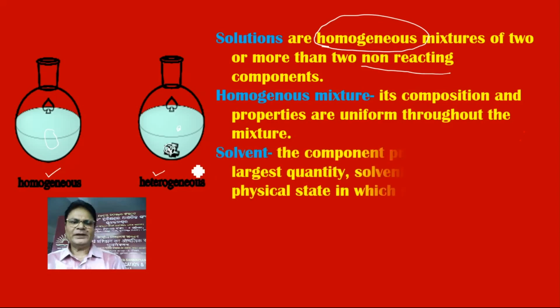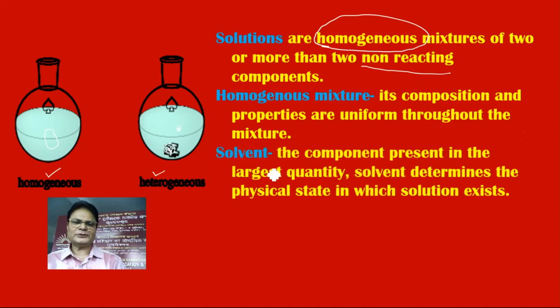We come across some terms like solvent. This is the component present in the solution in the largest quantity. The major proportion is that of the solvent. In other words, when two substances are mixed, the one which is in major proportion will be called solvent, and the other one which is in a smaller proportion will be called solute.